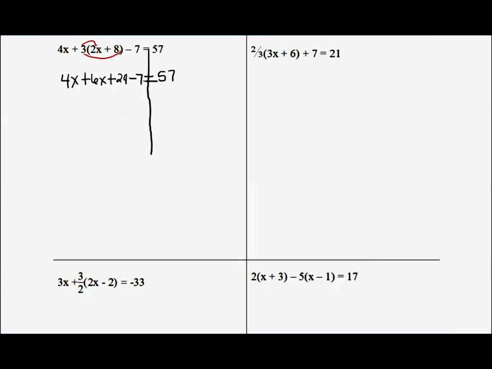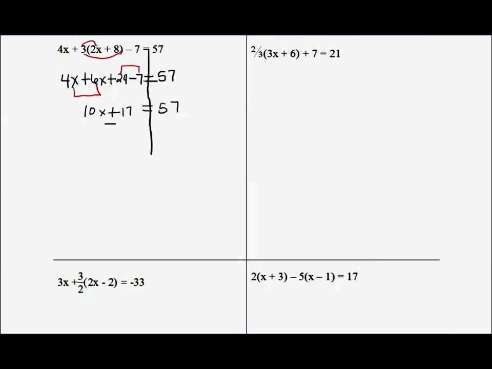Okay, now let's look for my like terms. I have 4x and 6x and 24 and minus 7. So when I combine like terms, 4x and 6x is 10x. 24 minus 7 is 17. And then bring down my 57. I've simplified the left side of my equation. Now I'm ready to solve.